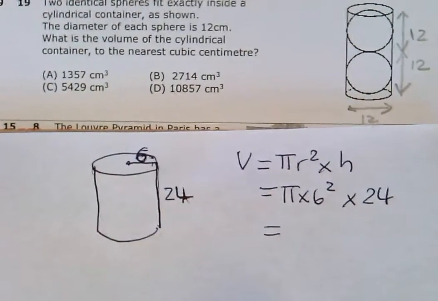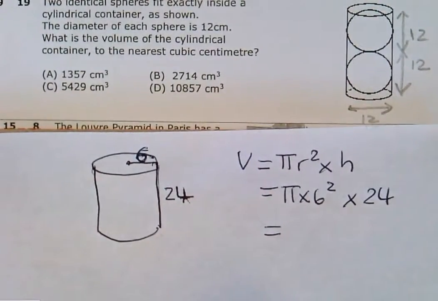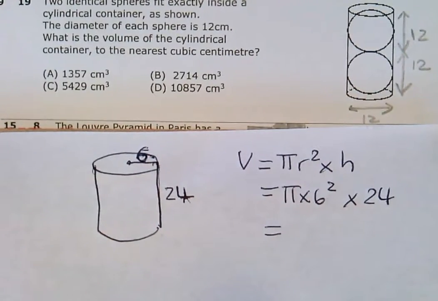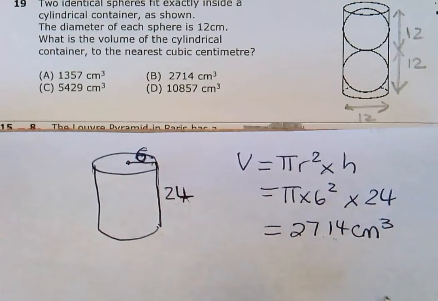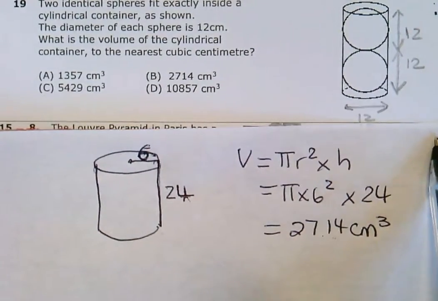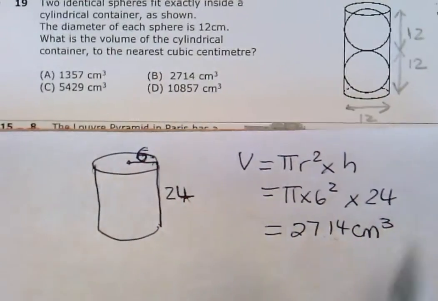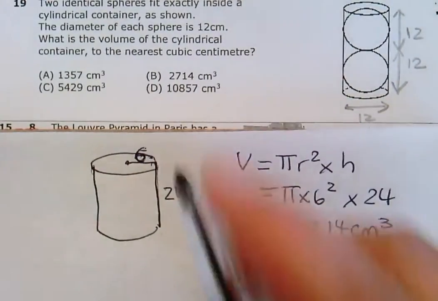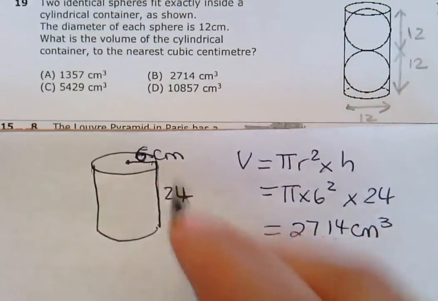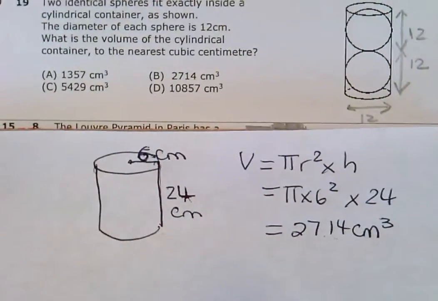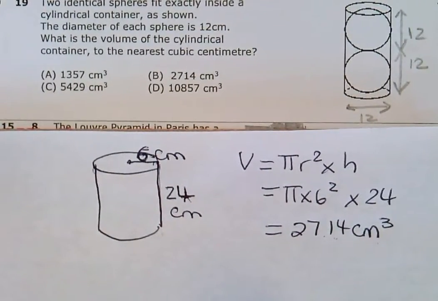Got it? So even though you think you may not have been given the dimensions, you actually have been. All right? So it's 2,714 centimetres cubed to the nearest centimetre cubed. Because the radius is 6 centimetres, and it's centimetres times centimetres, and the height is 24 centimetres. Because when you do r squared, you're doing 6 centimetres times another 6 centimetres, and the height's 24 centimetres.